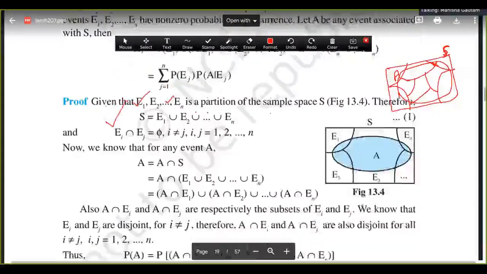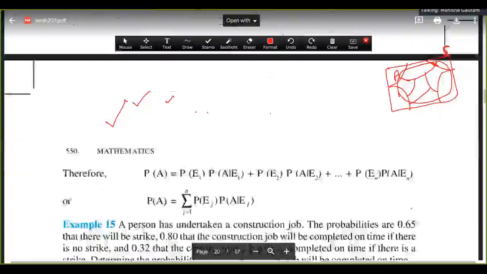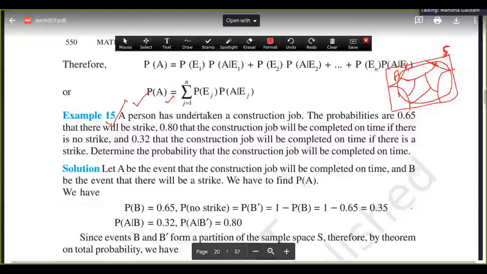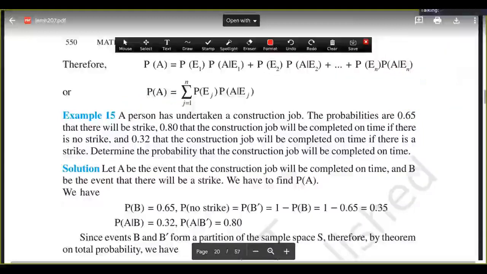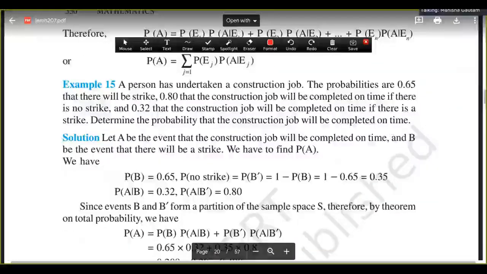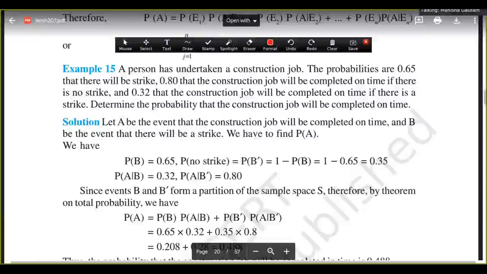First we will discuss one example related to total probability. Here is example number 15. A person has undertaken a construction job. The probability is 0.65 that there will be a strike, and 0.80 that the construction job will be completed on time if there is no strike. You have to read the statement very carefully, what is given in the question.